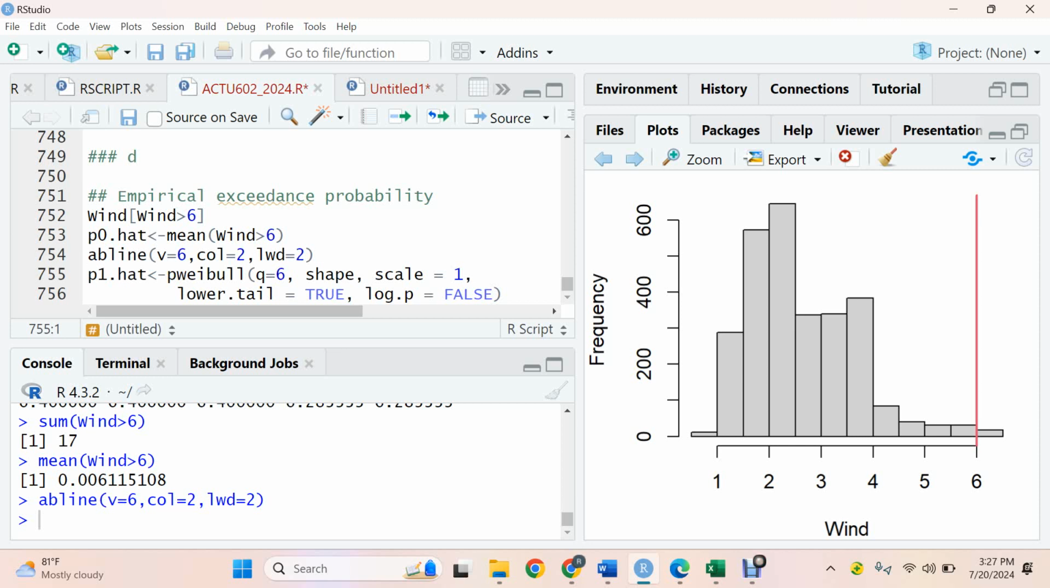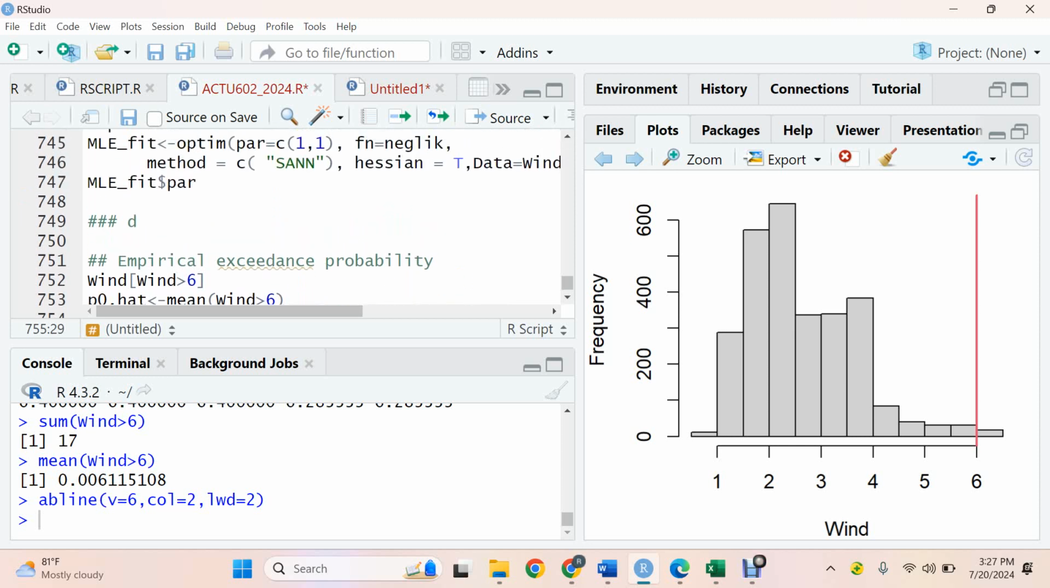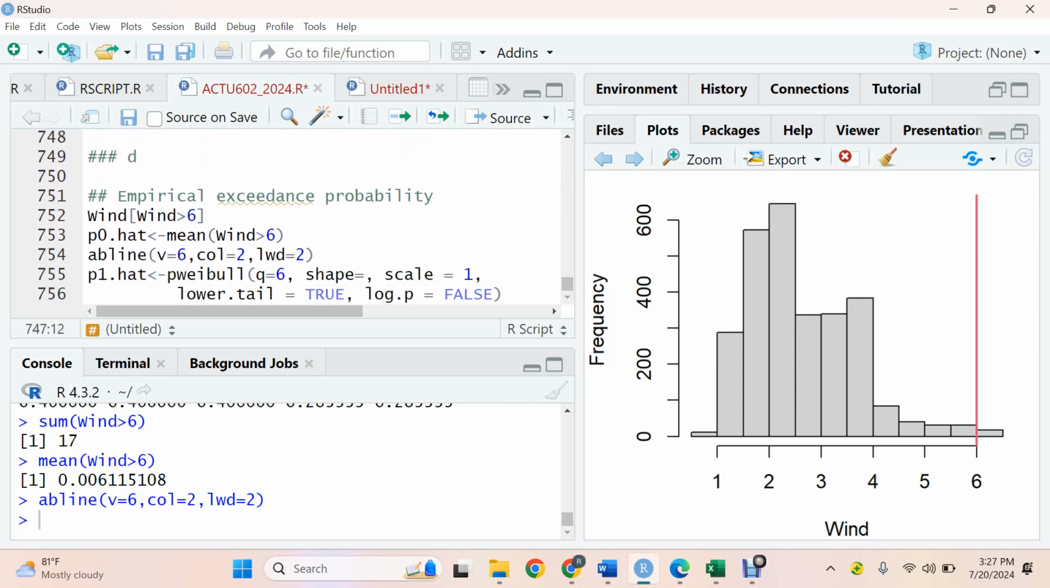So now here we put in the quantile. The quantile level is 6. Remember the quantiles are your wind speed. Then the shape: we go back to what was our MLE parameter 1. So the shape will be this one. What about the scale? Parameter 2. Good.